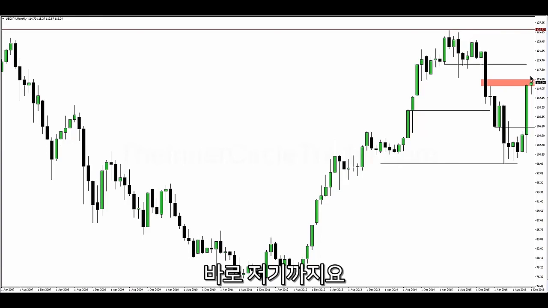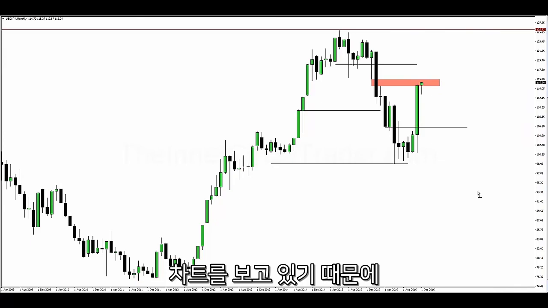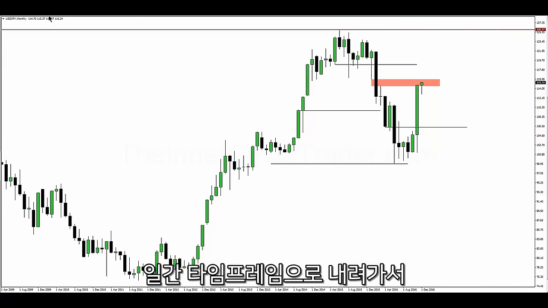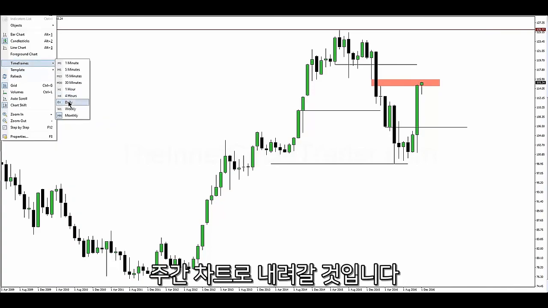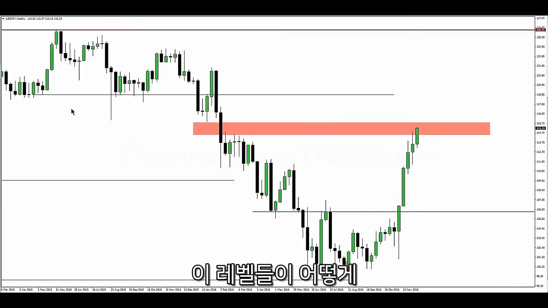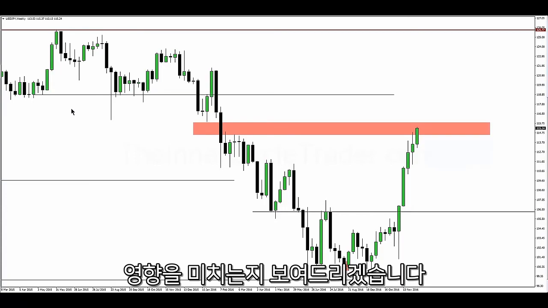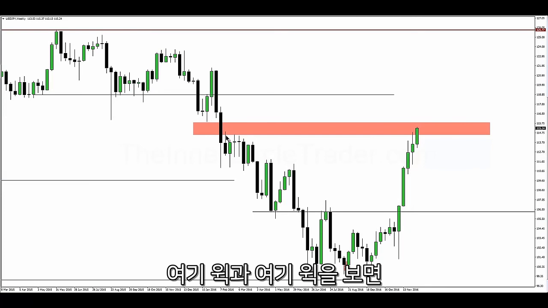Now, because we're looking at a monthly chart of the Japanese yen, we're going to drop down into a daily time frame, and we're going to drop into a weekly chart. I'm going to show how these levels affected price action in the delivery. So we have that fair value gap a little bit more refined.